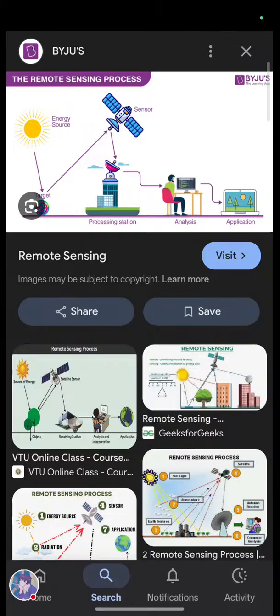According to platform-based remote sensing, first is space-borne remote sensing. So now we can write it on a notebook.